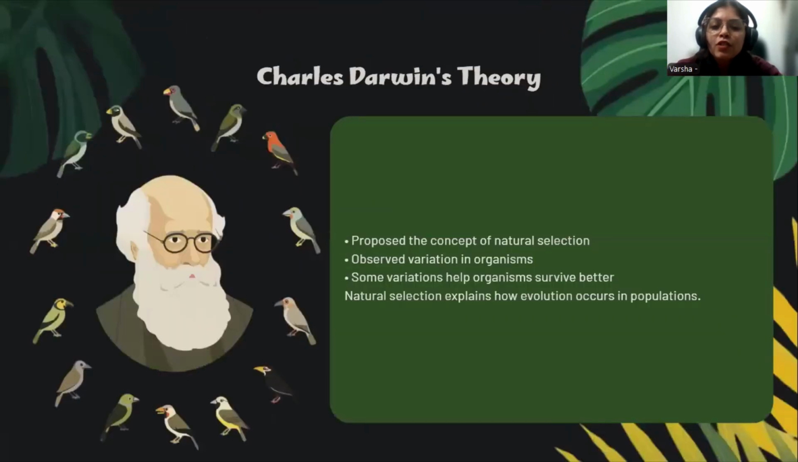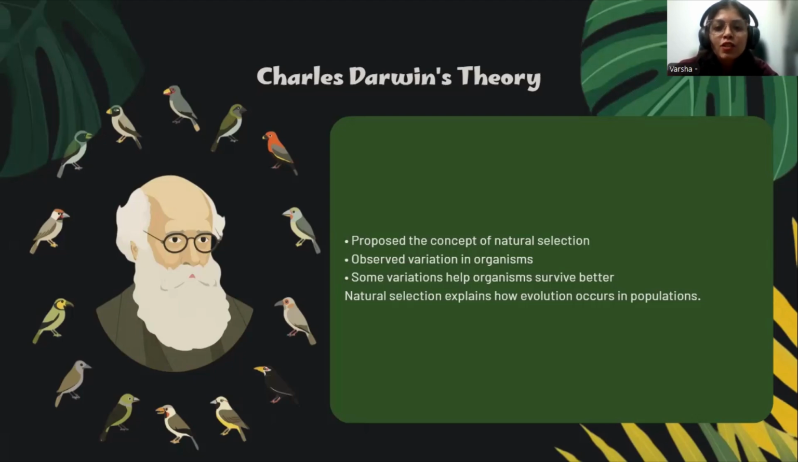So, the idea of natural selection was proposed by the famous naturalist Charles Darwin. Darwin observed that organisms in nature show many variations. Some of these variations helped individuals survive better in their environment.